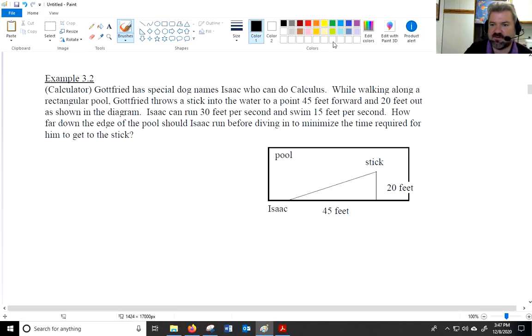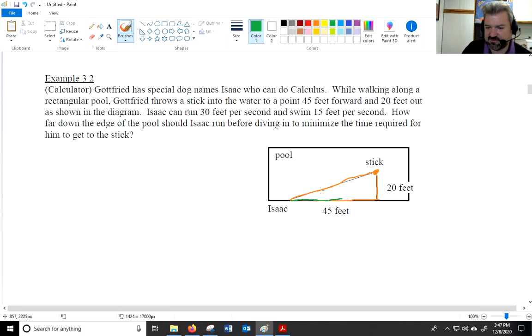All right, so they're walking along a pool. And then all of a sudden, Gottfried's going to throw this stick right here. Okay? And that distance that he throws it is 45 feet down this way and 20 feet out this way. Now, we would think the dog would just jump in and swim towards it. But dogs can do calculus, you see. And that's why they'll run a little way.